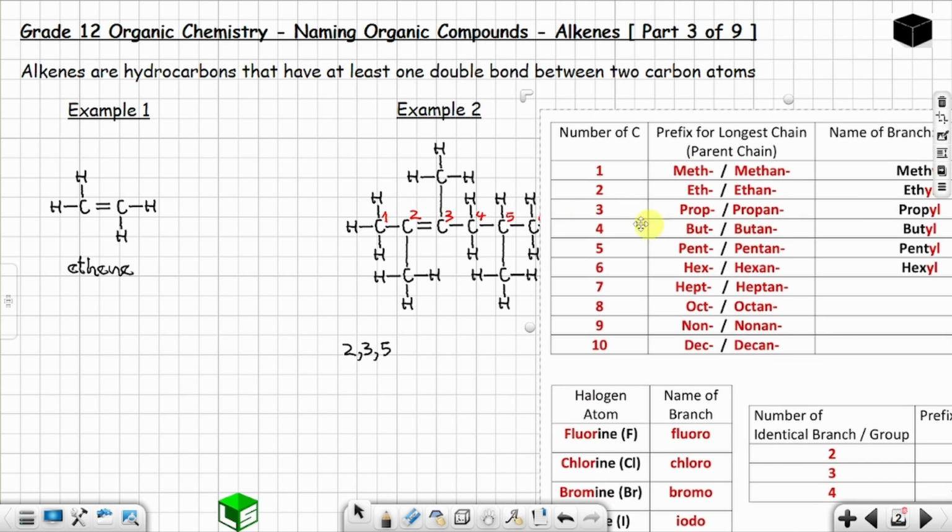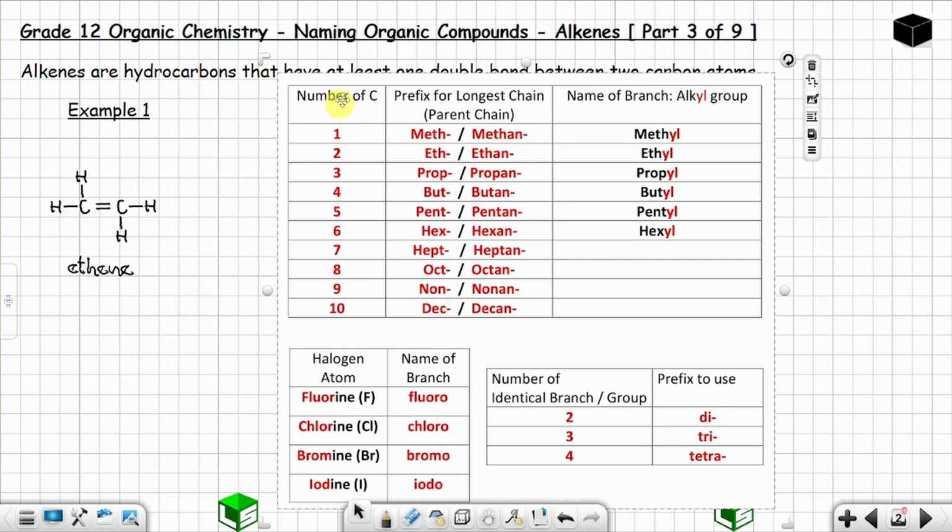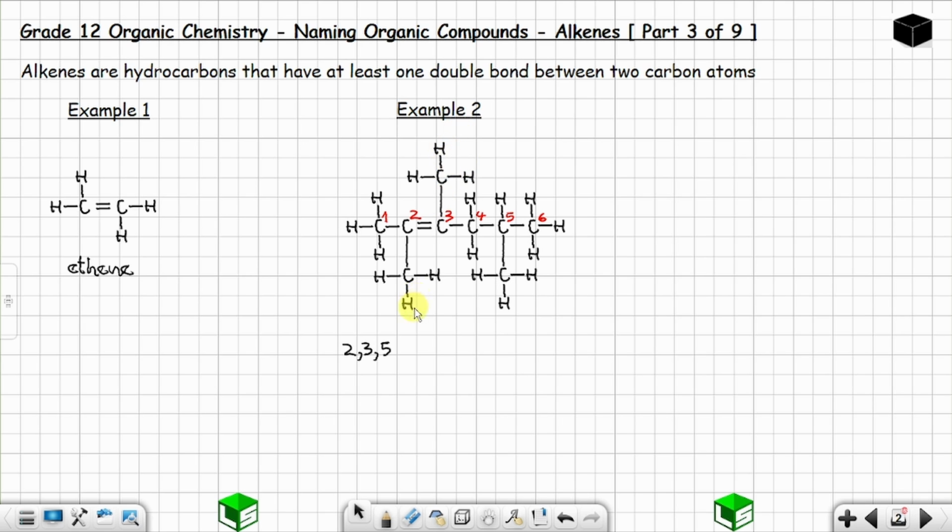The name of the branch, when you have 1 carbon atom in the branch, is methyl. So we are going to use trimethyl, because you have 3 methyl groups. This is a methyl, this is a methyl, and this is also a methyl. 3 of them, so you use tri. You have to put a hyphen between a number and a letter. Always put a hyphen between a number and a letter. So we are going to use tri-methyl. We are done naming the branches.